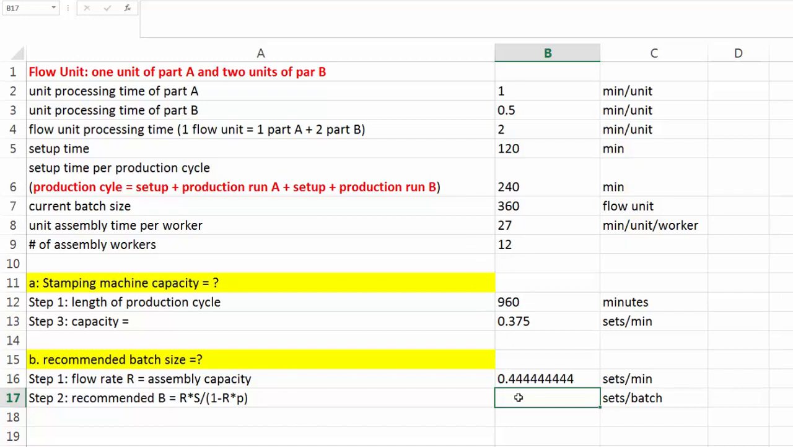Once we get the flow rate, we're going to use the formula to compute the recommended batch size. It's going to be equal to flow rate R times setup time, once again, this is setup time per production cycle, divided by parentheses 1 minus flow rate again times processing time. And recall, this is flow unit processing time, which is 2 minutes per flow unit in our case. Close the parentheses, return. The final answer is 960 sets per batch. That would be our recommended batch size.